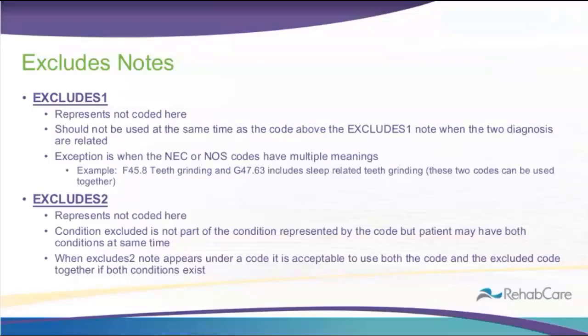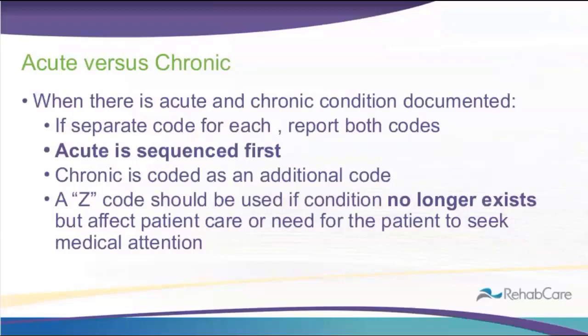So it's important you pay attention to these excludes notes. Excludes 2 means it's represented not coded here. The condition excluded is not part of the condition represented by the code, but the patient may have both conditions at the same time. When you see an excludes 2 note under a code, it is acceptable to use both the code and the excluded code together. That's why coding is so complicated, because you have all these notes that go in there.